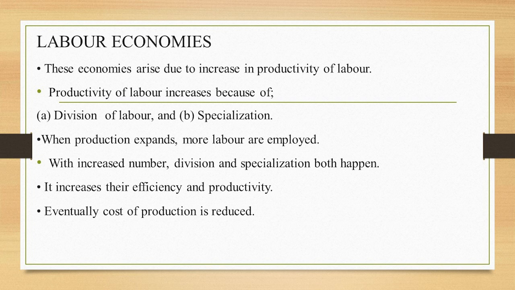So when production expands, more labor are employed. With increased number, division and specialization both happen, because if you have a lesser number of workers, then neither will the division happen, because one person will be performing all the activities, nor will the specialization take place. So it is very important to increase the output. When the output increases, these labor economies start taking place. And eventually labor's efficiency and labor's productivity both increase, which in turn means cost of production is being reduced. So these are the labor economies.